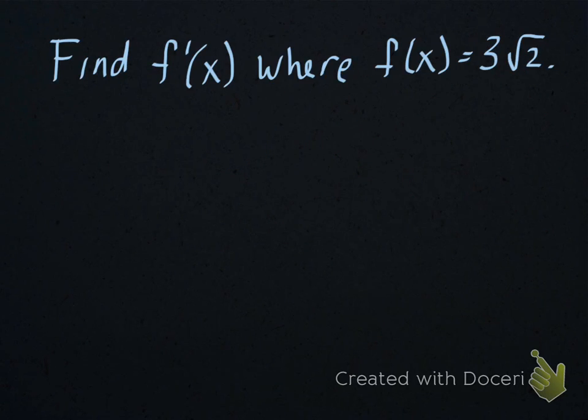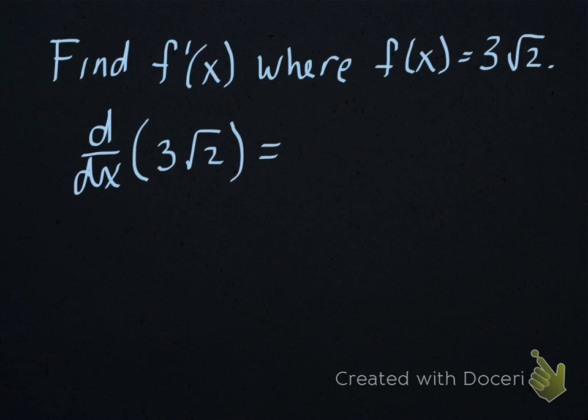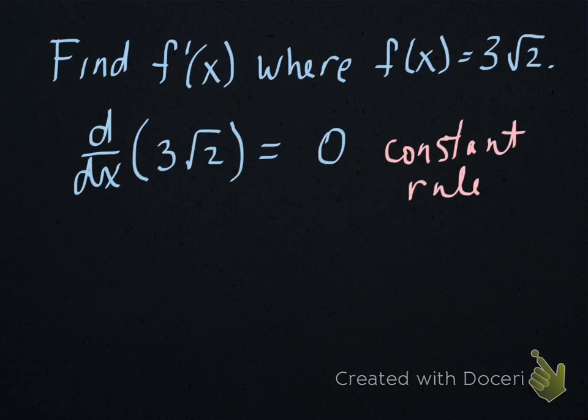In this example, I'd like you to find f prime of x, where f of x is 3 times the square root of 2. In other words, differentiate with respect to x 3 square root of 2. And before you get crazy or freaked out by that square root, notice that there's no x here. 3 square root of 2 is just a number. It's an irrational number, but it's just a number, so the derivative of a number is 0. And that's the constant rule. Doesn't matter what number it is, the derivative of a constant is always 0.